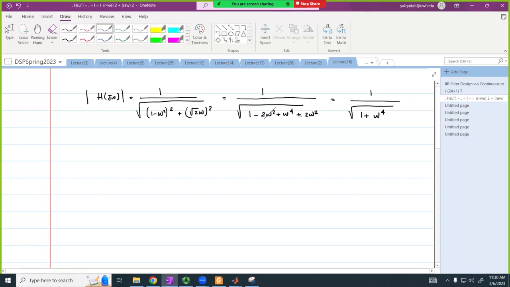Now we could have done this for any order, but this is illustrated for the second order. Does that make sense? For any order, it is going to equal the square root of 1 plus omega to the power of 2n.